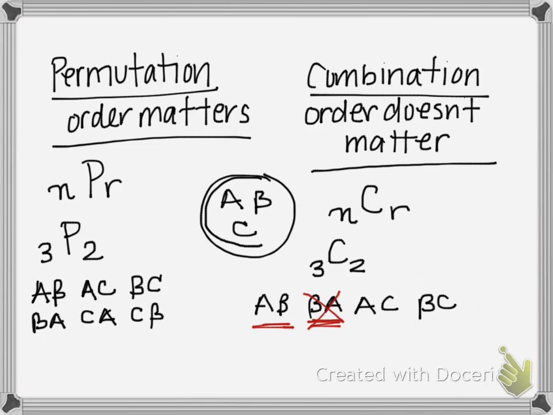Now compare that to if I said, all right, I'm going to choose from these 3 people, and one of them is going to get $5, and the other one's going to get $10. Well, now it's going to be different. This could mean that A gets 5 and B gets 10, and then this could mean that B gets 5 and A gets 10. So that would be a situation where order matters.